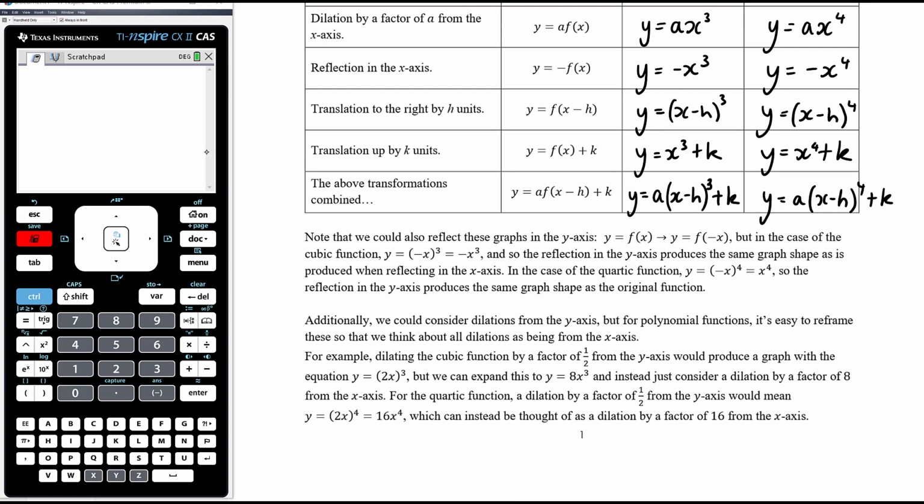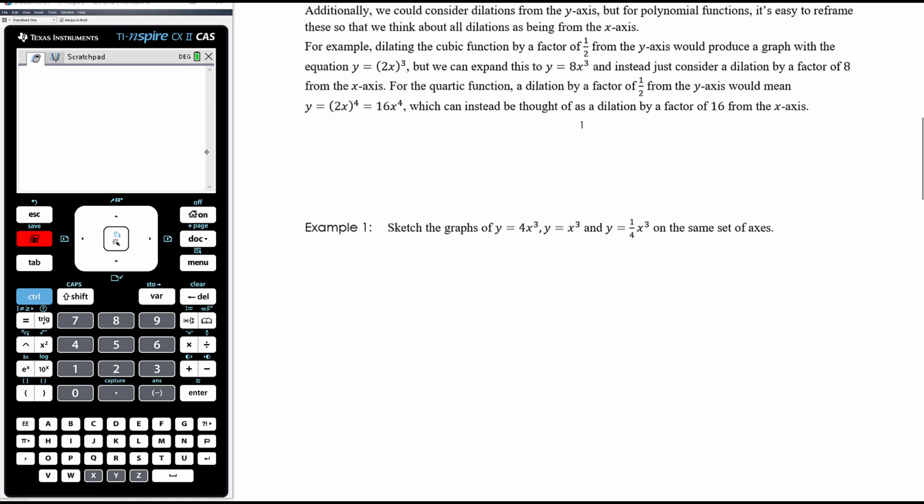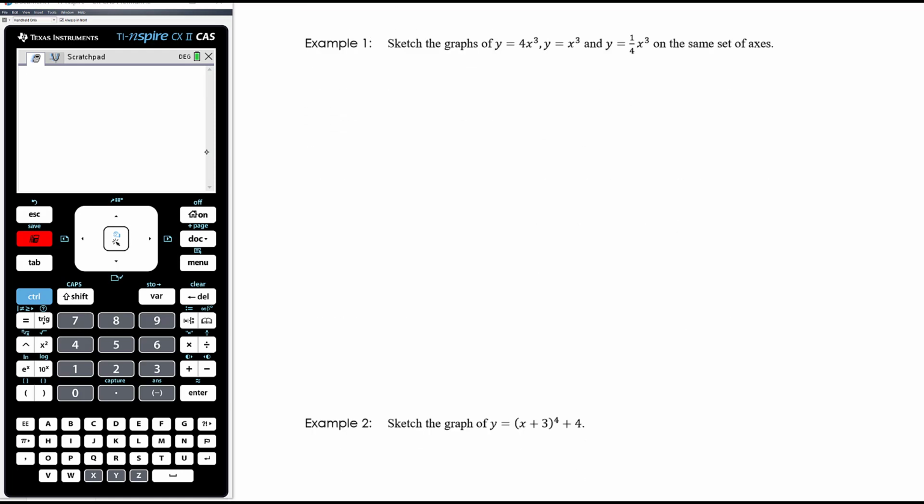The dilations from the y-axis and reflections in the y-axis still work in the same way for these functions, but we actually don't really need to worry about them with these functions because we can think about those transformations in other ways. Okay, so let's get into sketching some graphs.